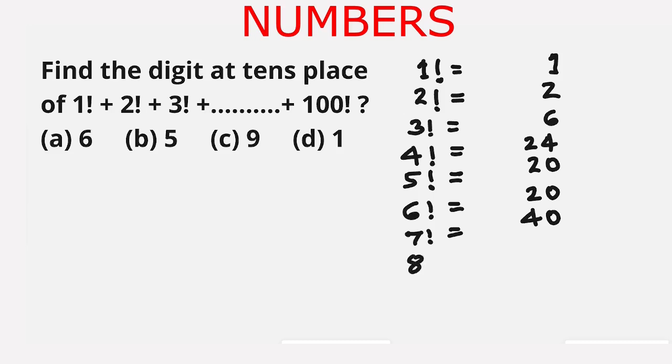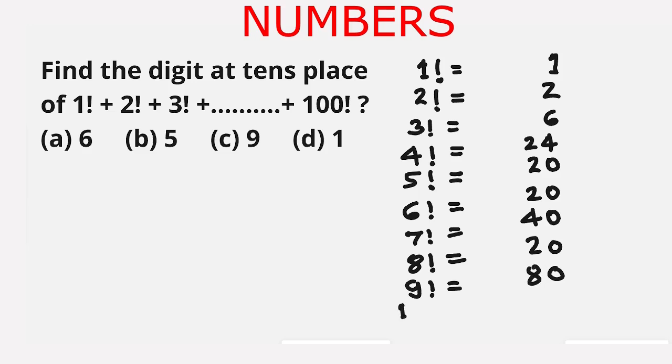Now 8 factorial. We just multiply 8 by the last two digits of 7 factorial, which is 40. So 8 times 0 is 0 and 8 times 4 is 32. So we write only 2 because we have to have the numbers up to tens place. And 9 factorial. We just multiply 9 by the last two digits of 8 factorial, which is 20. 9 times 0 is 0 and 9 times 2 is 18, and we only write 8 of 18.